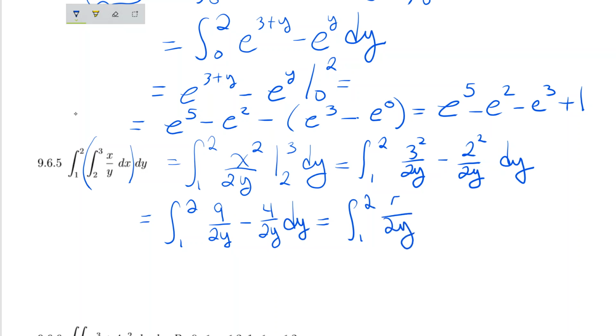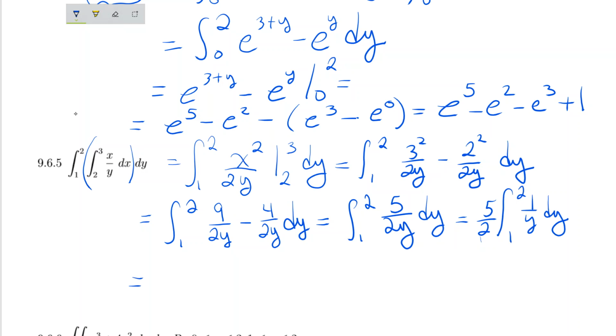So I have 9 over 2y minus 4 over 2y. One thing that's nice about these fractions is they have the same denominators, so I can add their numerators and make it one fraction. See why I was excited? So I have 9 minus 4, which will give me 5 dy. I'm going to rewrite this since I have a constant. I'm just going to pull it out front. So 5 over 2, integral from 1 to 2 of 1 over y dy.